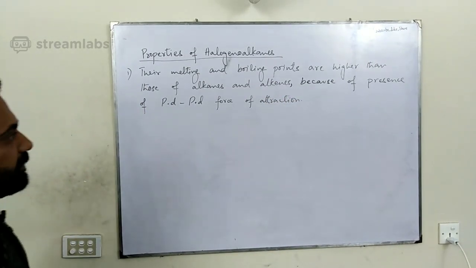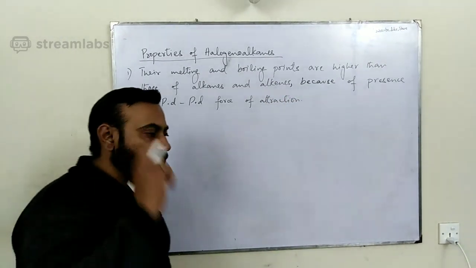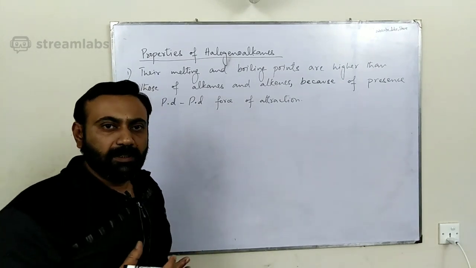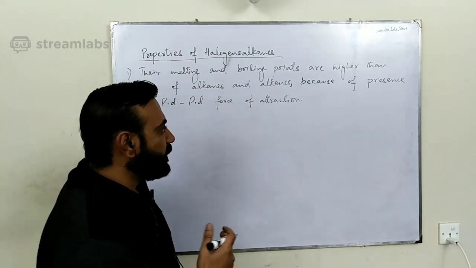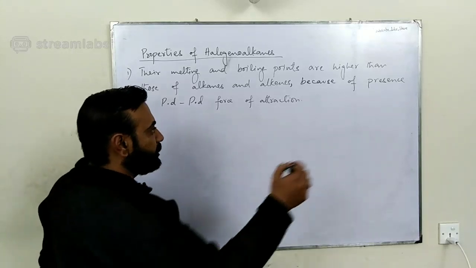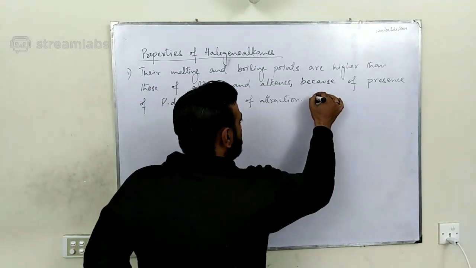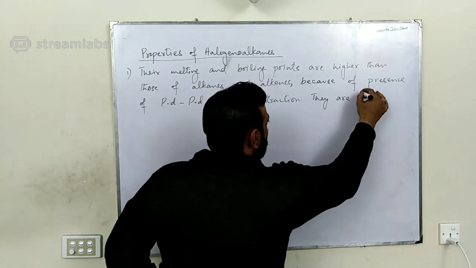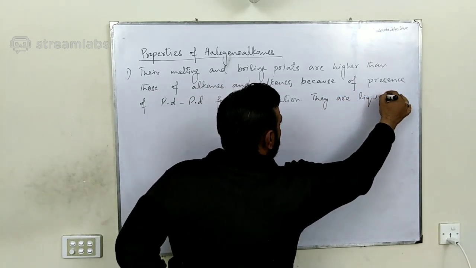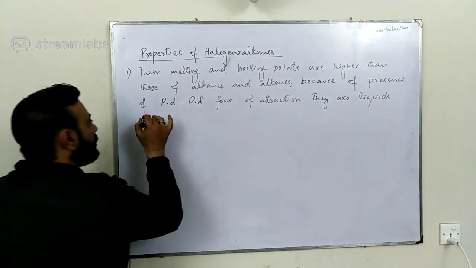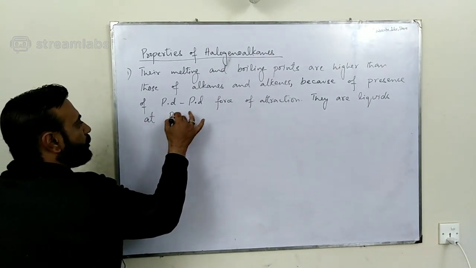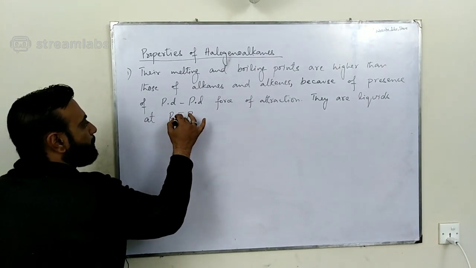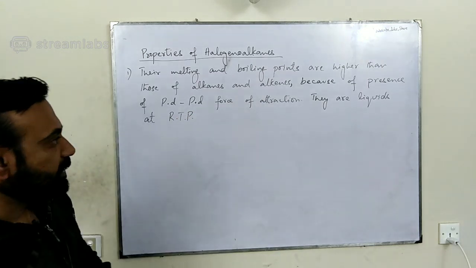And in reactions, you can use the state liquid for halogenoalkanes. They are mostly liquids at room temperature and pressure.